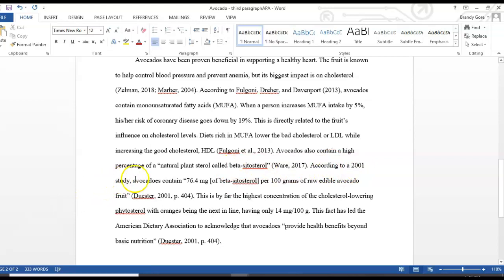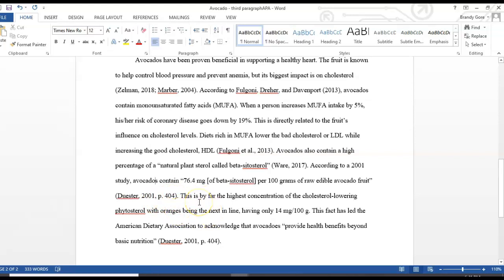According to a 2001 study, avocados, I can't make up my mind whether to use an E or not, contain, all right, here's another quote, 76.4 milligrams. Notice that we have brackets here. Anytime that you need to add information into a quote that was not originally there to help understanding, you use a bracket. Per 100 grams of raw edible avocado fruit. So this part of the quote is exactly like it was in the source. This is what we're talking about, and we needed to add that for clarification. This comes from Dwester, 2001, page 404.